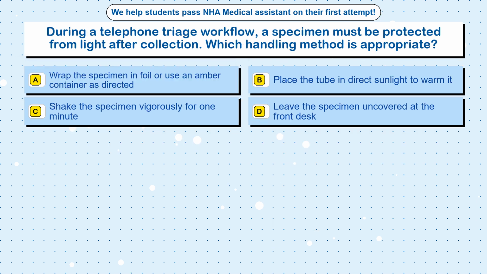Question 93. During a telephone triage workflow, a specimen must be protected from light after collection. Which handling method is appropriate? Option A, wrap the specimen in foil or use an amber container as directed. Option B, place the tube in direct sunlight to warm it. Option C, shake the specimen vigorously for 1 minute. Option D, leave the specimen uncovered at the front desk.